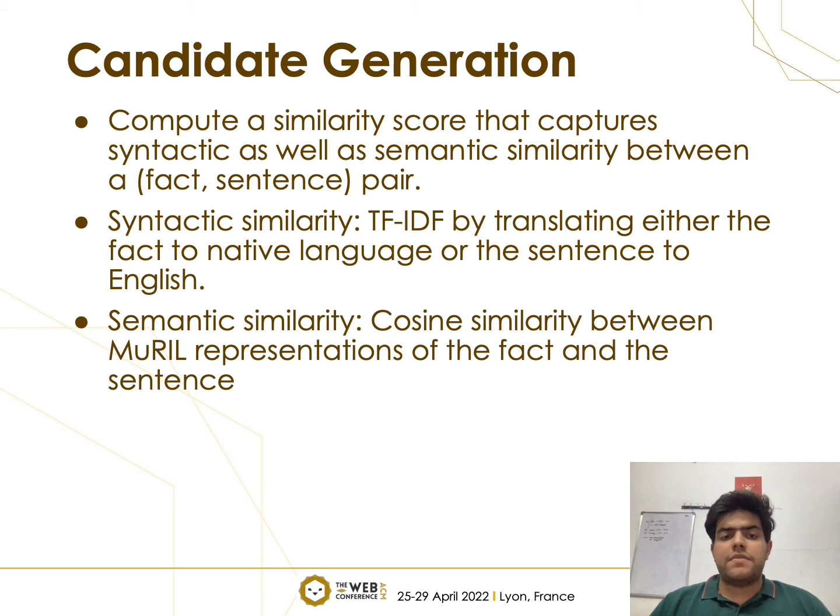The syntactic similarity is calculated by using features such as TF-IDF, by translating either the fact, which is originally in English, to the native language, or the sentence to English. For semantic similarity, we take the cosine similarity between the MuRIL representations of the fact and the MuRIL representations of the sentence.